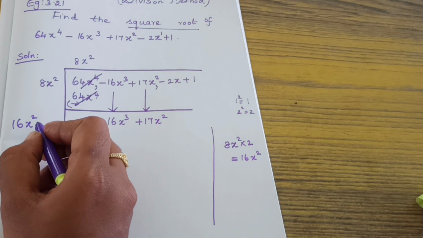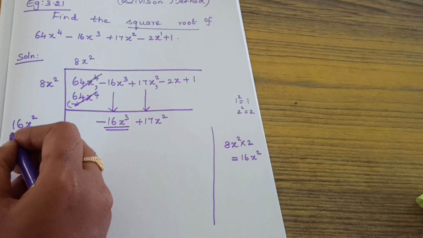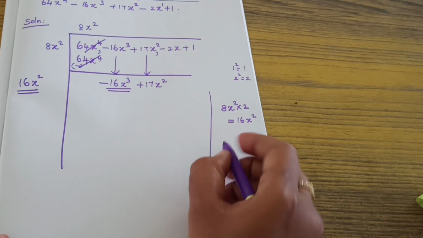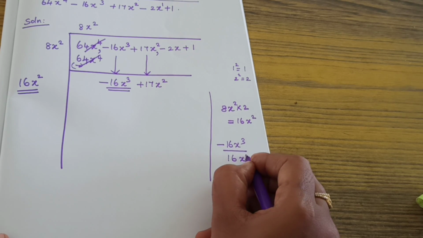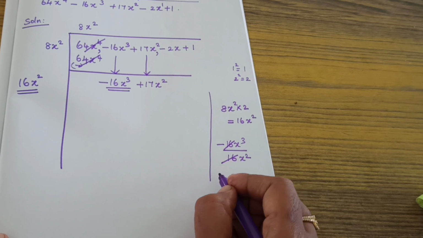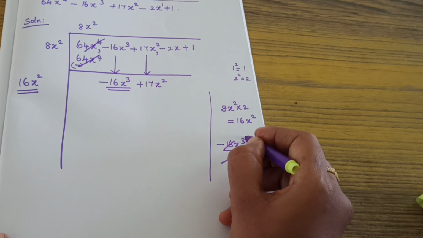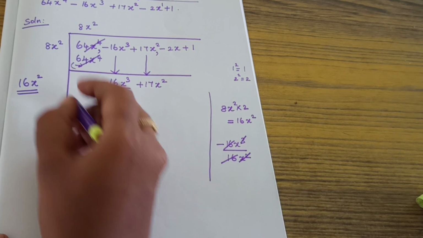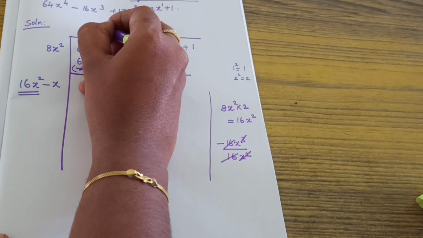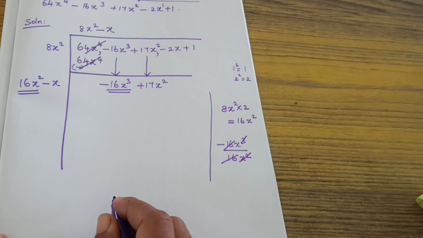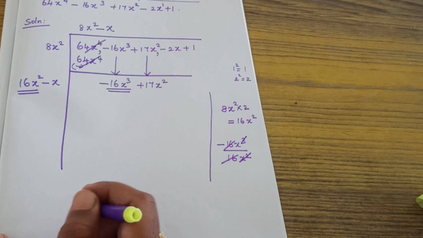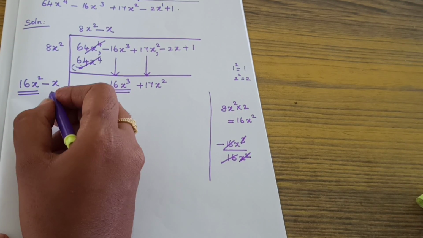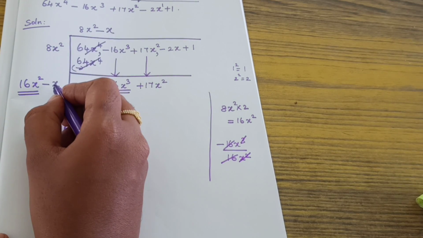How can we write the next term? This first term divided by first term. So, minus 16x cube divided by 16x square. 16 and 16 get cancelled. Here x square, here 1x will remain. So, minus x, here also minus x. Don't confuse. While we solve the next two problems, you will get a better idea. Okay, listen. So, here minus x and here also minus x.